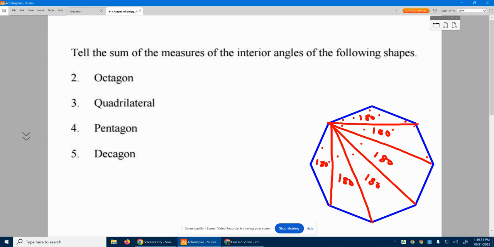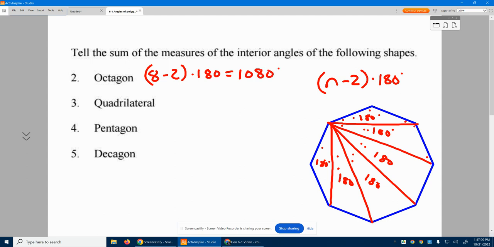inside it. We realize that you're always going to have two less than the number of sides. So the formula is take the number of sides, take away 2, because that's how many triangles will be in there, and multiply by 180. So for an octagon, 8 sides, take away 2 times 180. Because again, there's going to be 6 triangles, as you and I can see in the picture. And then 6 times 180 is 1,080 degrees.